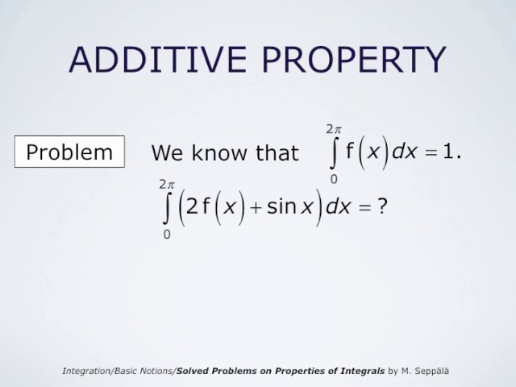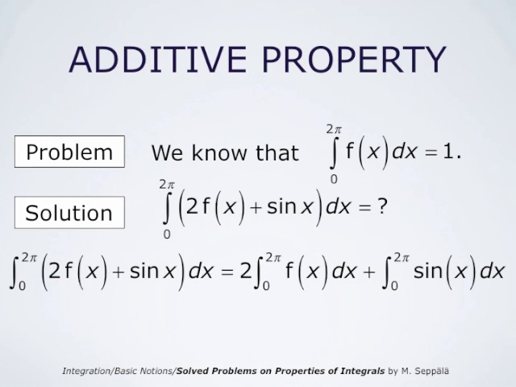In this problem, we know that the integral from 0 to 2 pi of f of x dx equals 1. Our task is to compute the value of the integral from 0 to 2 pi of 2 times f of x plus sine of x dx. And we do that by using the properties of the integrals.